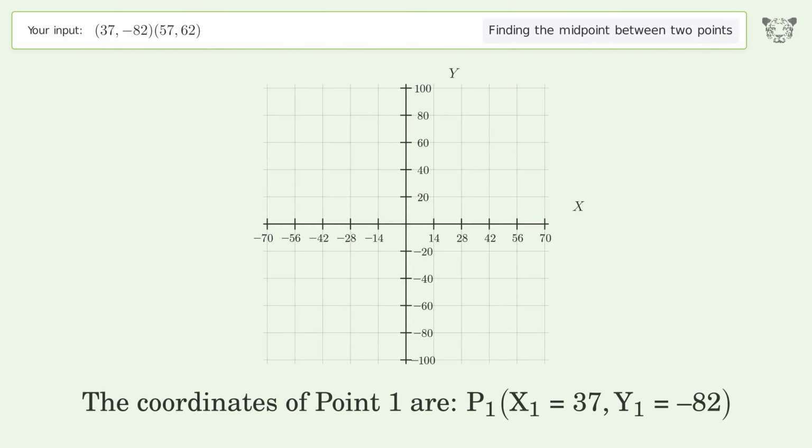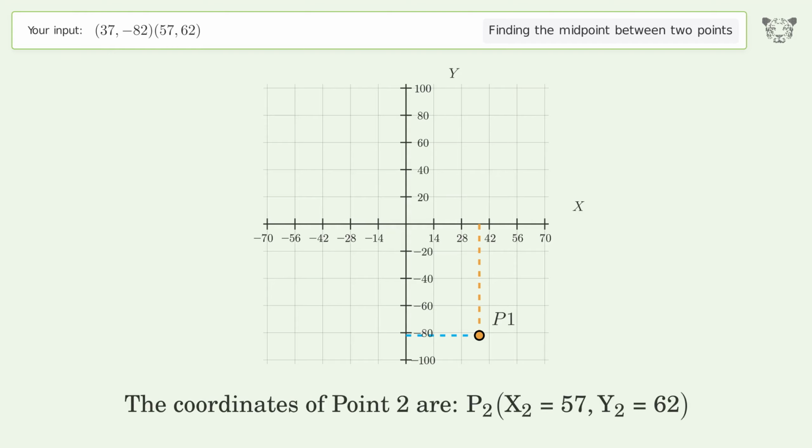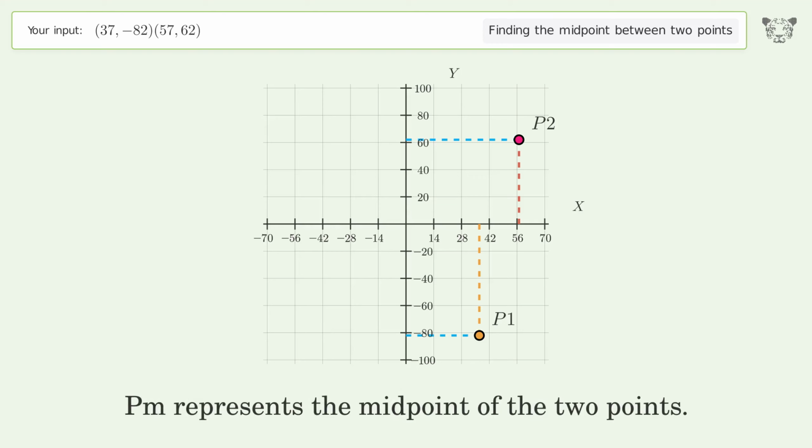The coordinates of point 1 are, x1 equals 37, y1 equals -82. The coordinates of point 2 are, x2 equals 57, y2 equals 62. PM represents the midpoint of the 2 points.